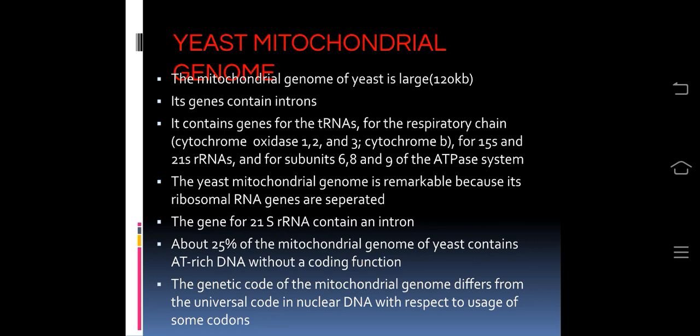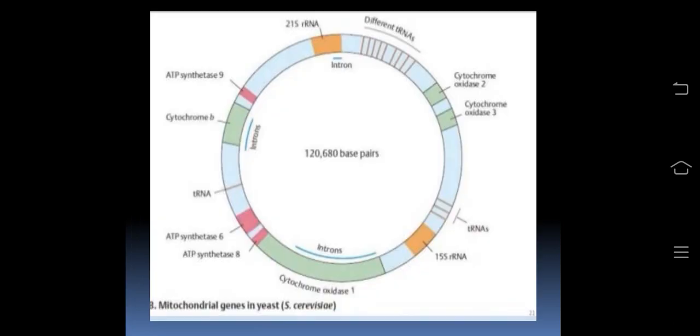About 25% of the mitochondrial genome of yeast contains AT-rich DNA without a coding function. The genetic code of the mitochondrial genome differs from the universal code in nuclear DNA with respect to usage of some codons. Mitochondrial genes in yeast.